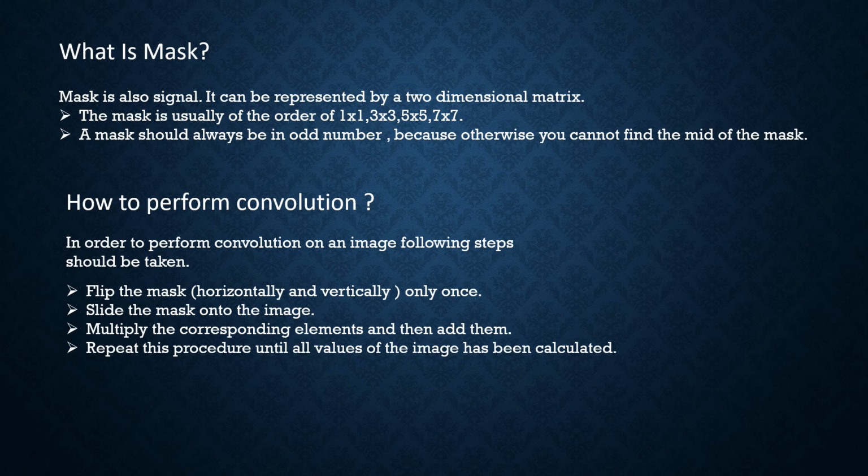How to perform convolution? In order to perform convolution on an image, the following steps should be taken. Flip the mask horizontally and vertically only once. It means we have to rotate the kernel by 180 degrees. Slide the mask onto the image, multiply the corresponding elements, and then add them. Repeat this procedure until all values of the image have been calculated.